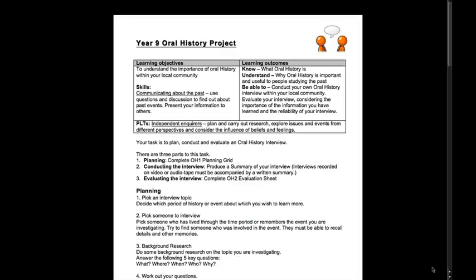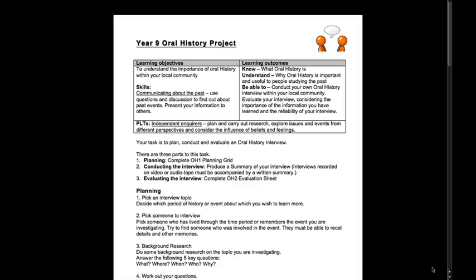Your task then is to plan and conduct this interview. Now, there are three parts to the task. There is the planning element, and for this you are directed to complete the OH1 planning grid, which can be downloaded from this website. Secondly, you are to conduct the interview yourself and produce a summary of your interview. Now, that summary could be recorded, it could be visual, could be written down. And finally, you're going to evaluate the interview by completing the OH2 evaluation sheet.